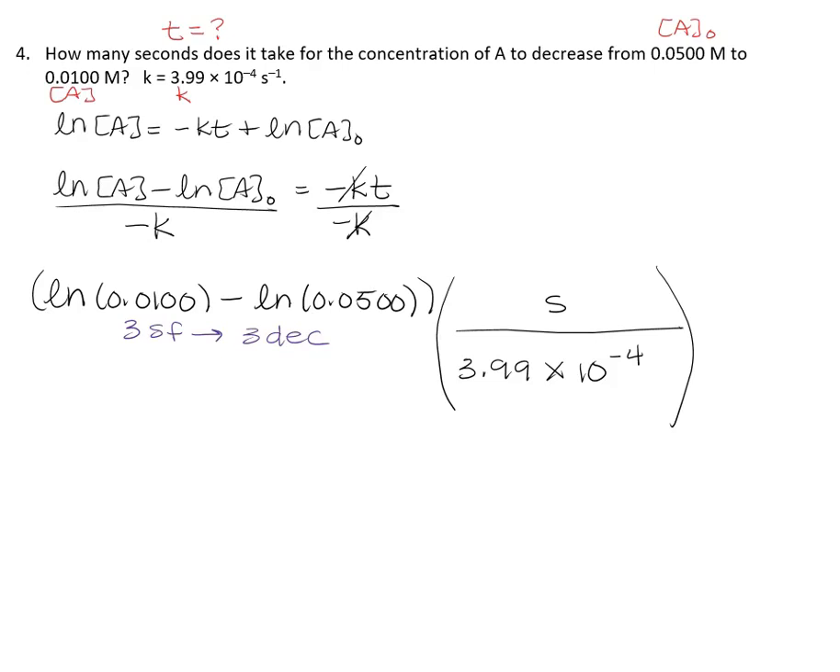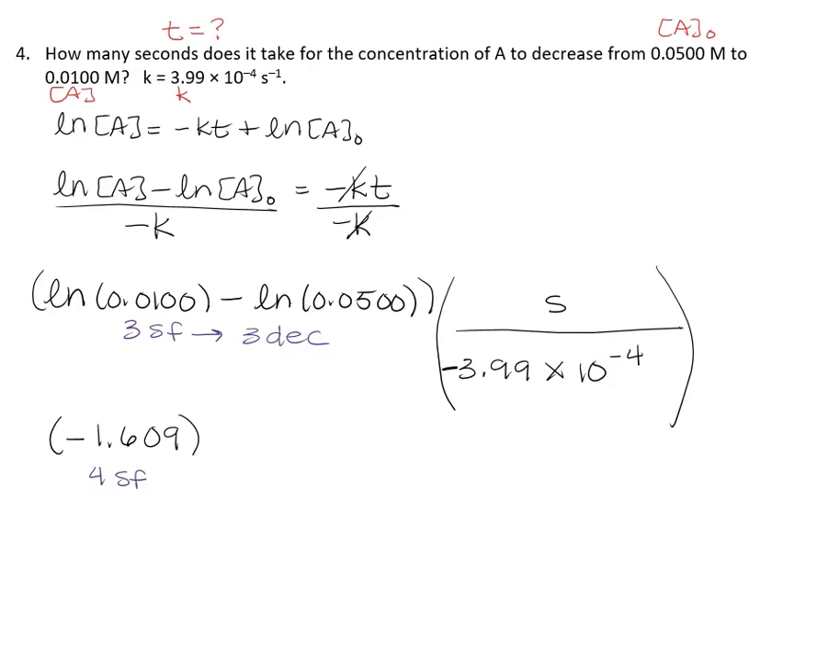So we have the natural log of 0.01 minus the natural log of 0.05. That gives us negative 1.609. I just realized that I forgot my negative sign over there with K. Be really careful about that. So our 3 decimal places ends up to be 4 sig figs.